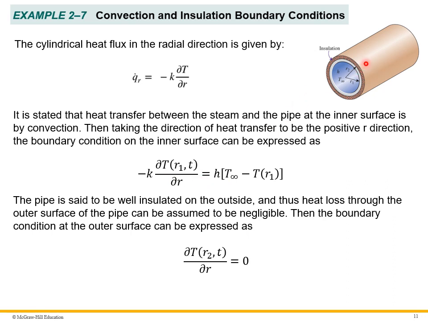Then on the outside, it's said to be well insulated. So what does that mean? Well, that means that the heat loss through here is considered negligible, right? So these are pipes like you wrap, right? You put insulation and wrap them, so nothing's getting through that. So this is zero. So that's a pretty simple kind of case. You have to pay attention to the problem when it says it's insulated. Well, that's what it means. So it gets rid of one of the boundary conditions.